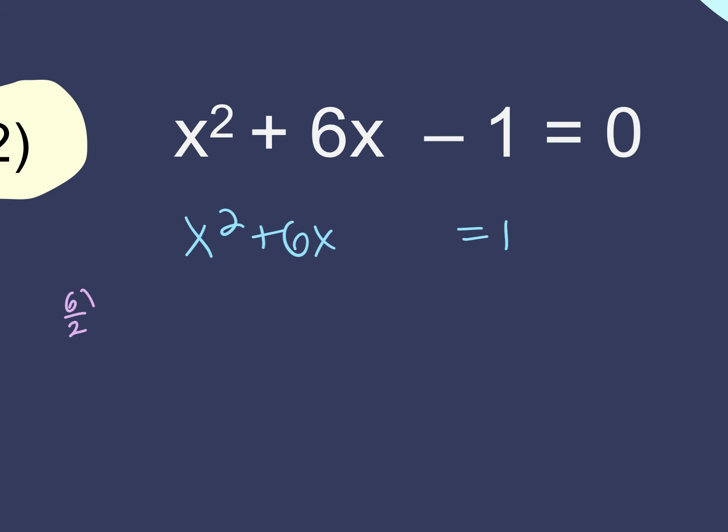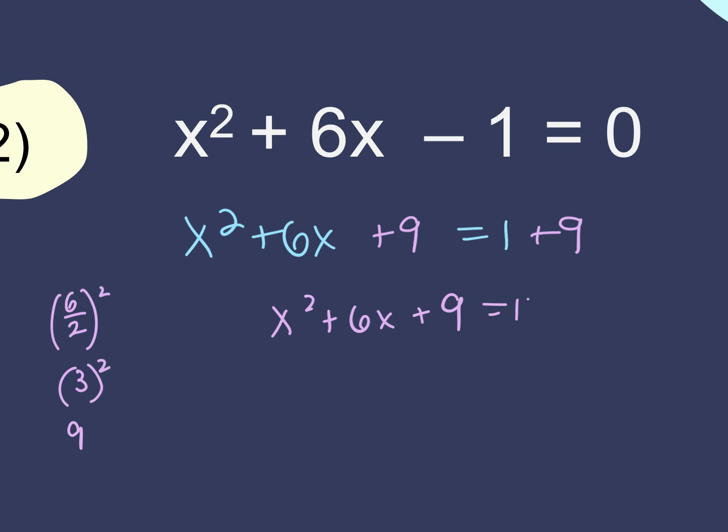6 divided by 2 is 3, squared, 9. Add the 9 here. Add the 9 here. So I get x squared plus 6x plus 9 equals 10. I made it a perfect square trinomial.